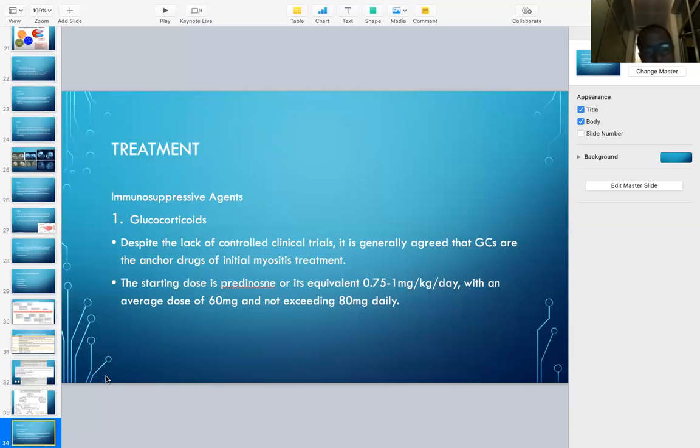The first line is glucocorticoids, and immunosuppressants are the backbone of the treatment. Despite the lack of controlled clinical trials, it's generally agreed that glucocorticoids are the anchor drugs for the initial myositis treatment. The starting dose is prednisone or its equivalent of 0.75 to 1 milligram per kg per day, with an average dose of 60 milligrams, not exceeding 80 milligrams daily. Some literature has doses as high as 100 milligrams, but not exceeding 80 is what you find in most of the literature, including the EULAR recommendation.